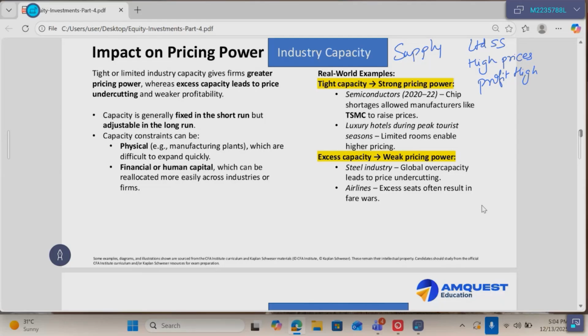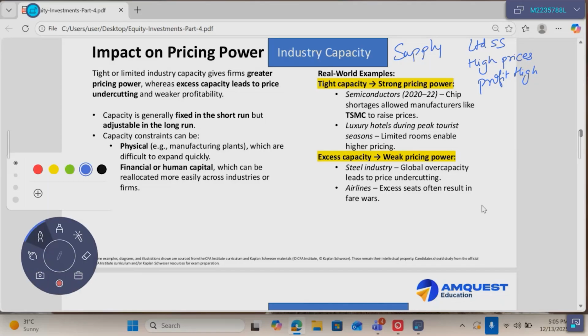Financial or human capital can be relatively easily reallocated. So let's say you need one more person, you can hire and you might get it tomorrow. You need some money, you can take a loan, or if you have capital, you can invest it from your own pocket. So physical capital is difficult to expand quickly. Financial capital can be relatively much more flexible than physical capital.